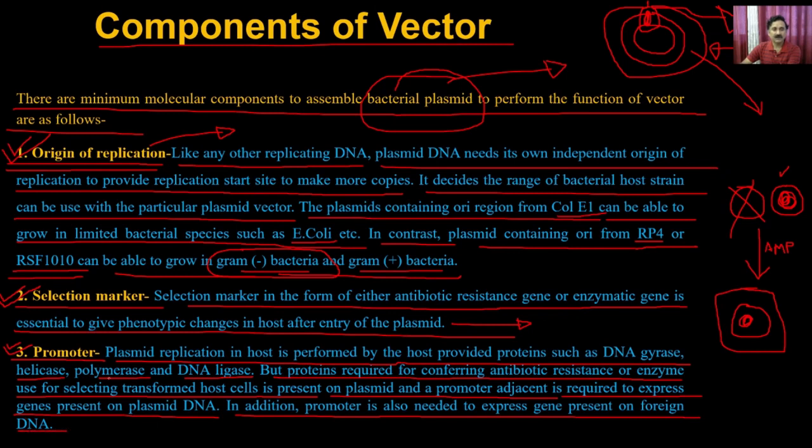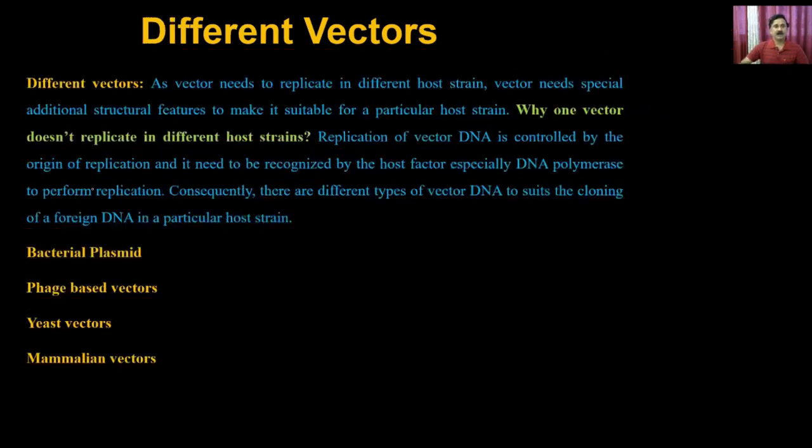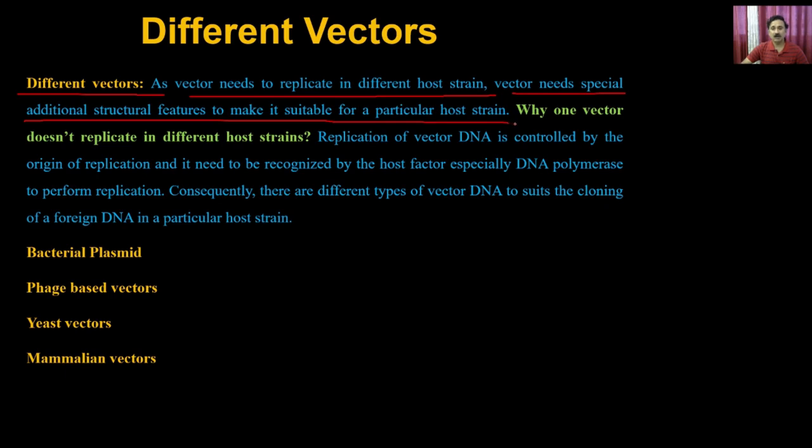So the promoter is something that is required for the expression plasmids. Now, as I said, you can have different types of vectors. The vector needs to be replicated in a host strain, and the vector needs a special additional structural feature to make it suitable for a particular host strain. Why does one vector not replicate in a different host strain? We have discussed that, right?